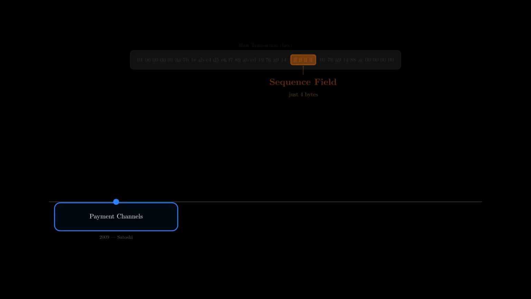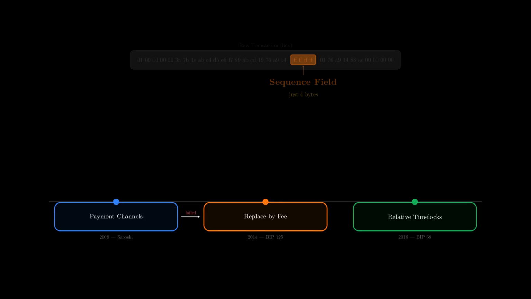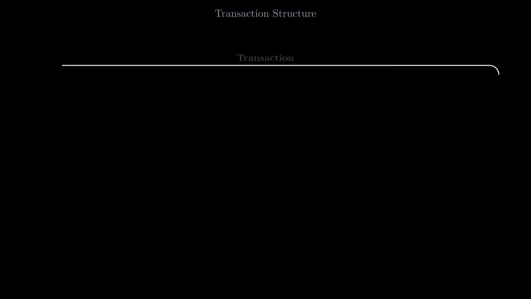First, Satoshi used it for payment channels. Then it became a signal for replaced by fee. Then it was reinterpreted as a relative time lock. Each use built on the failure of the last. Let's start at the beginning. To understand what this field does today, we need to see what it was designed to do.